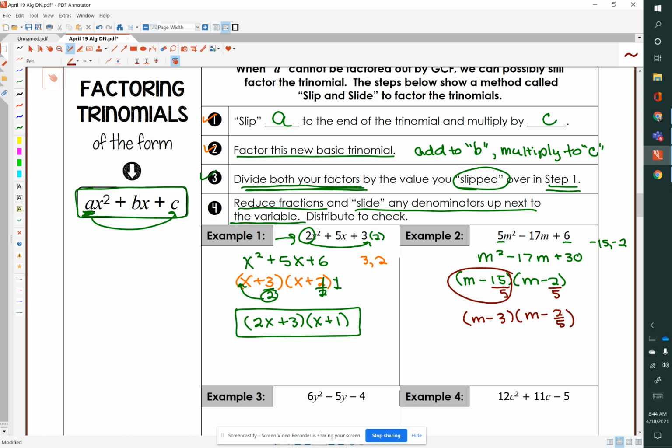We're not done yet. Now we have a denominator in the second binomial. So this denominator needs to come up in front of the m. So let's rewrite this again. We have our m minus 3, and then now with 5 sliding up in front of the m, 5m minus 2. And that is a final answer. And if you FOIL that expression, you will end up back at 5m squared minus 17m plus 6.